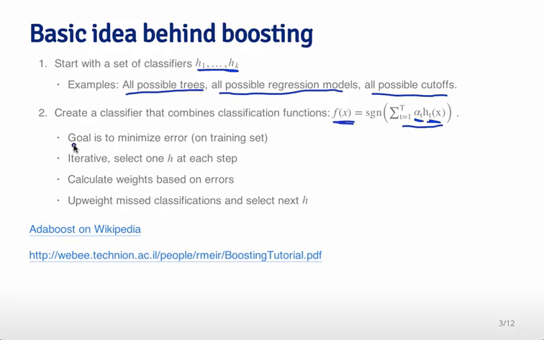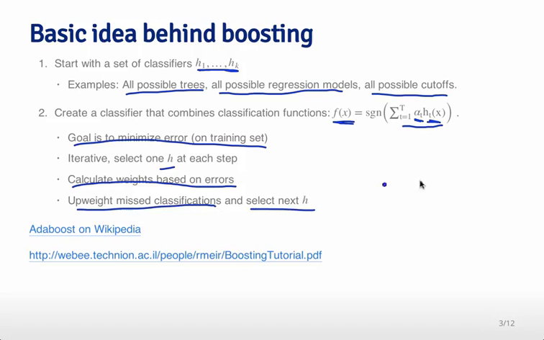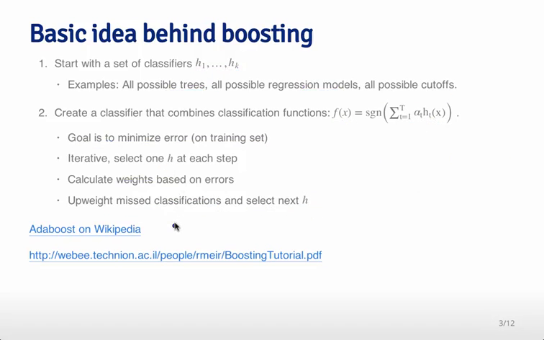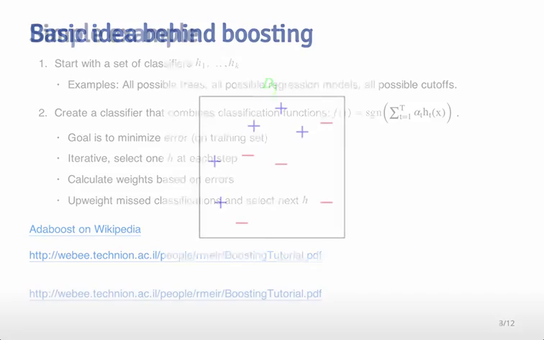The goal here is to minimize error on the training set. And so this is iterative. At each step, we take exactly one h. We calculate weights for the next step based on the errors that we get from that original h. And then we upweight missed classifications, select the next h, and move on. The most famous boosting algorithm is probably AdaBoost, and you can read about it on Wikipedia. You can also read this very nice tutorial on boosting here, which will also give us some of the material for the rest of these lecture notes.